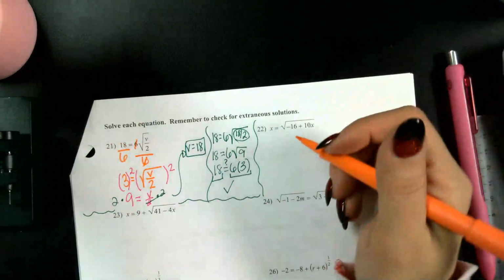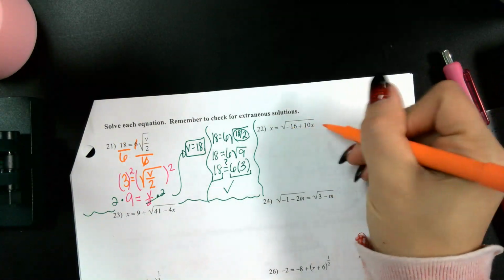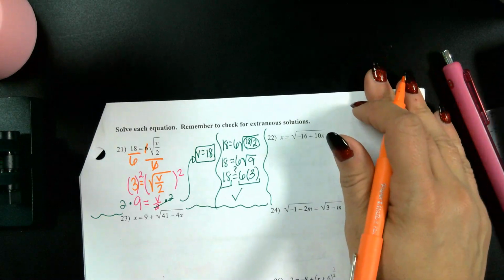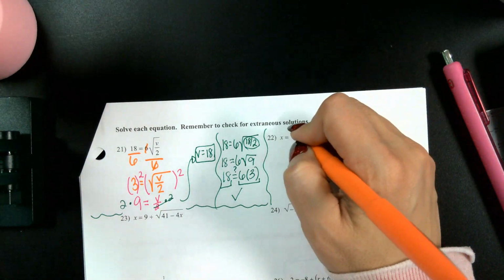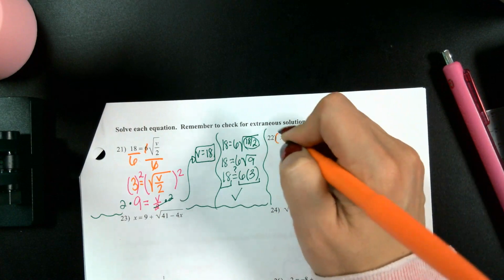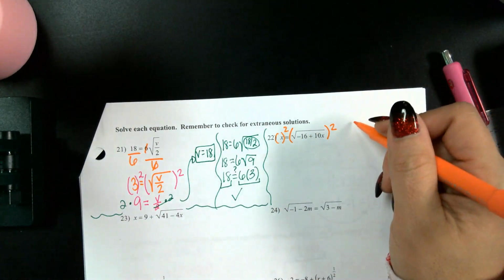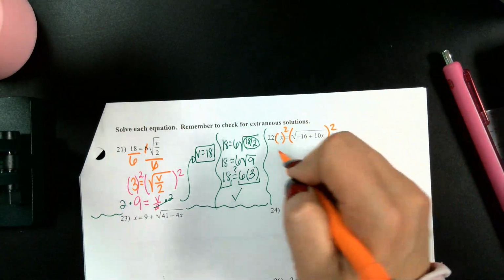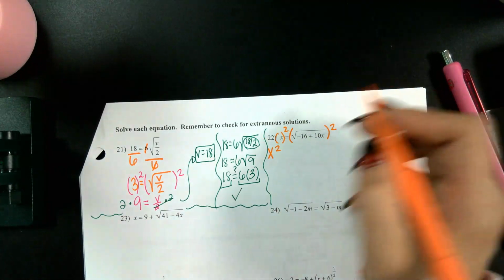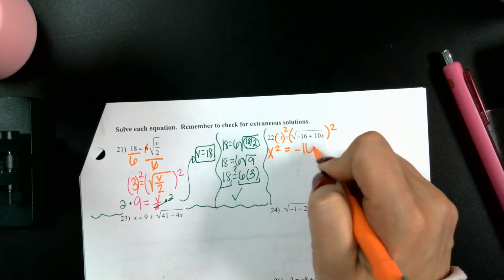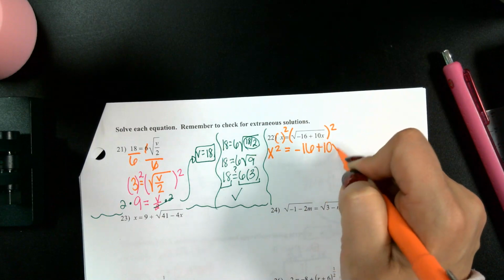Okay, 22. The radical's already by itself, so how do I get rid of it? We're going to square it, both sides. Well, isn't x squared just x squared? And the right side would just say negative 16 plus 10x.